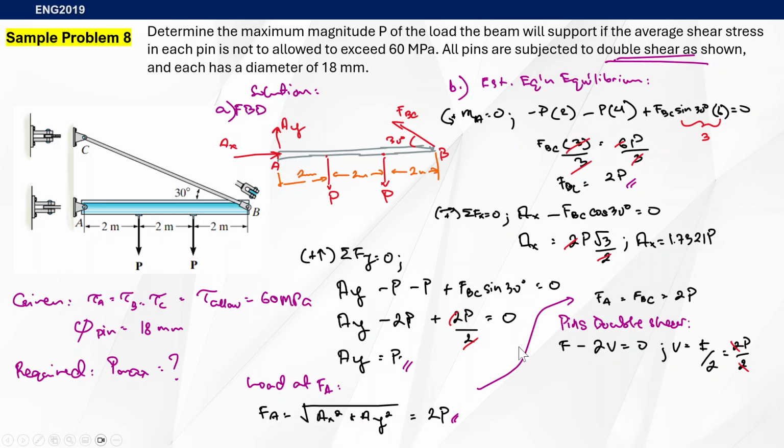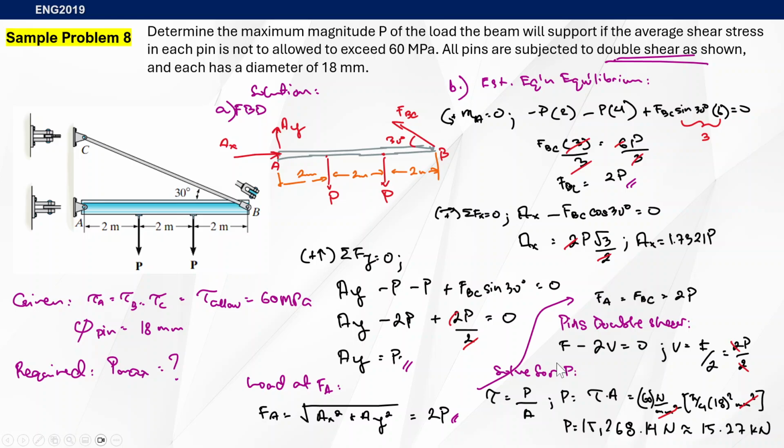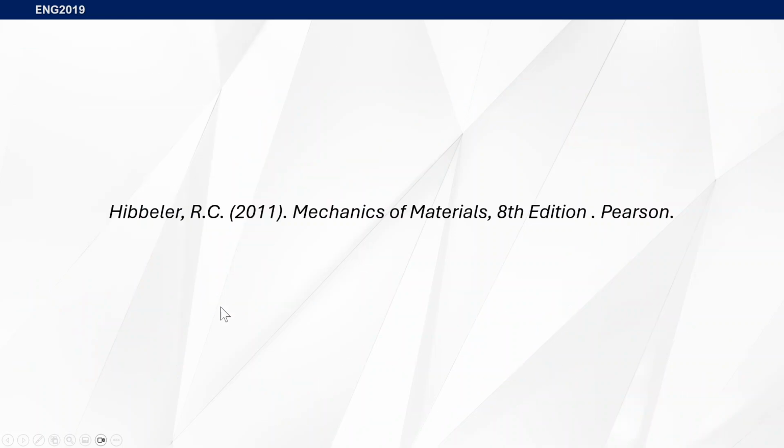Now that we determined our shear force P, we can now just reverse it. Recall our equation: tau equals P over A. We're here to determine the maximum P. So P here will be equal to tau times area. That's going to be 60 newtons per millimeter squared, our allowable shear stress, times the area, which is pi over 4 times 18 millimeters squared. This will give us 15,268 newtons, or simply put, 15.27 kilonewtons. And that's about it.